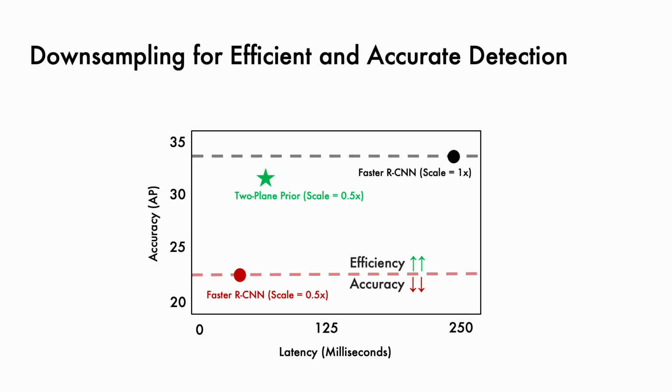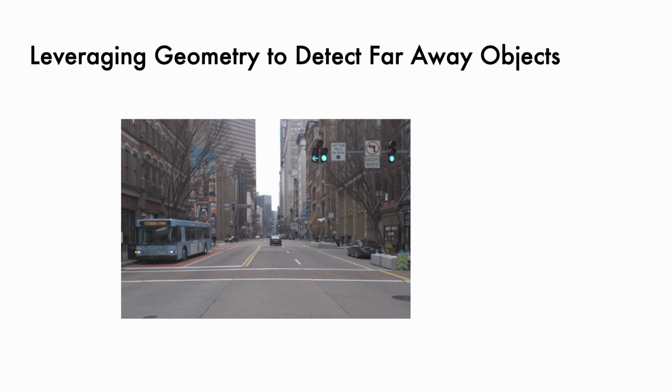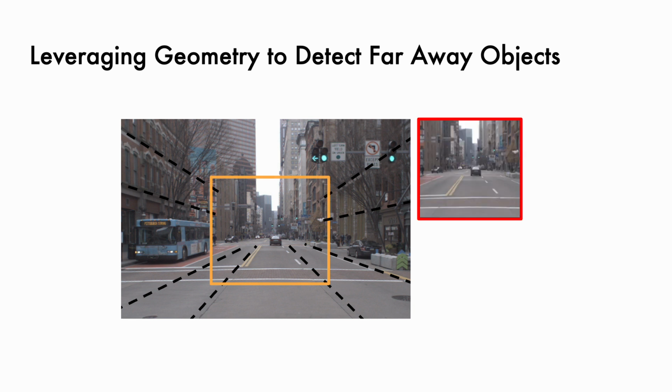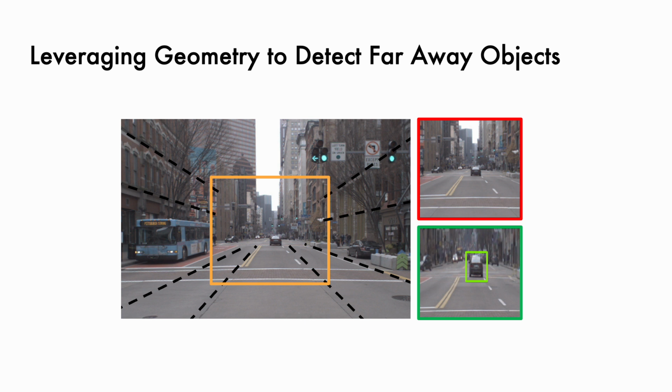We propose two-plane prior, a spatial sampling approach that is both accurate and efficient. The key idea of our work is to exploit the inherent geometry of the scene. Uniform downsampling reduces the size of small faraway objects where these detectors perform poorly. Thus, we downsample the images respecting the geometry of the scene, enlarging these objects, improving the detection rate.